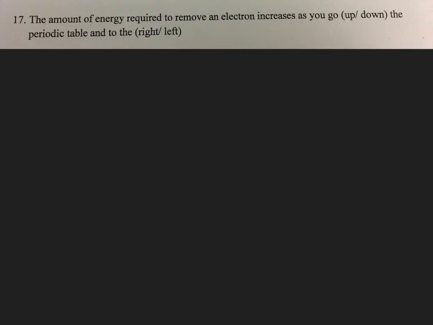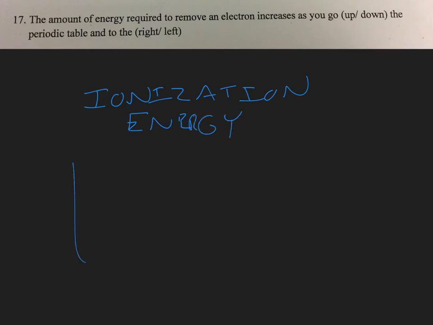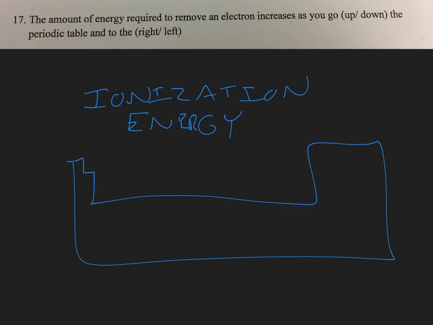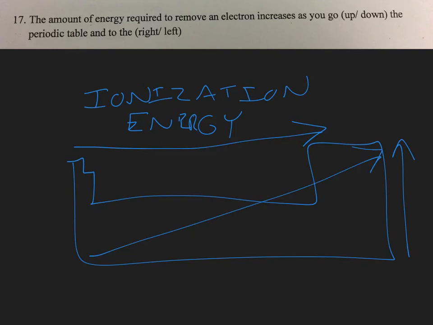The trend in the energy required to remove an electron is called the ionization energy. Ionization energy has the same trend that electronegativity had in the slide that we looked at before. So ionization energy increases from left to right and increases from bottom to top. So the overall trend is up and to the right is the increase. Okay? So it increases as you go up and increases as you go to the right.